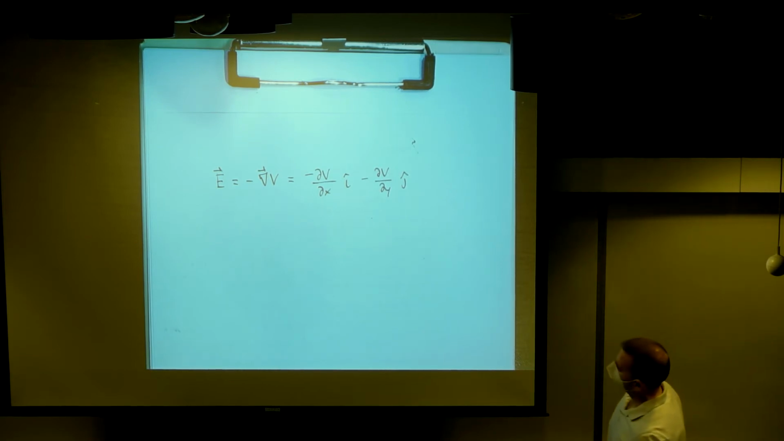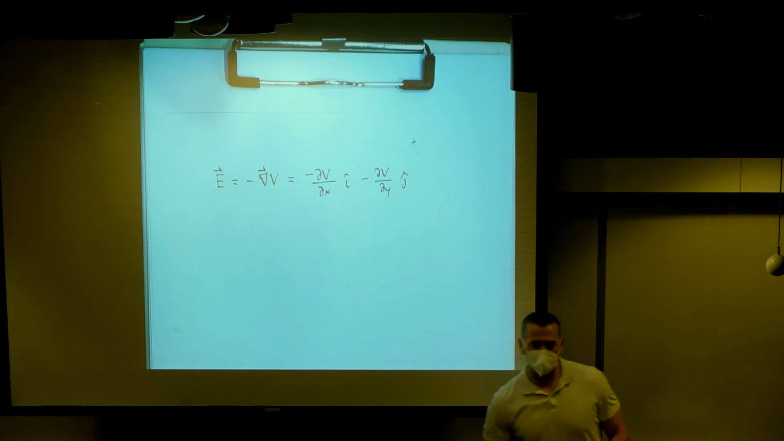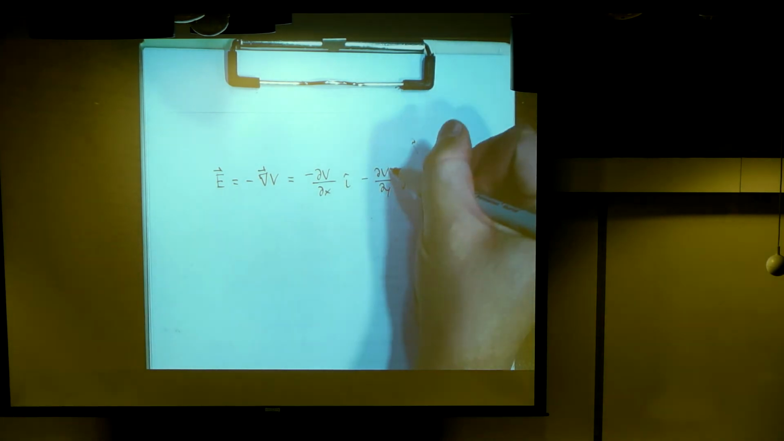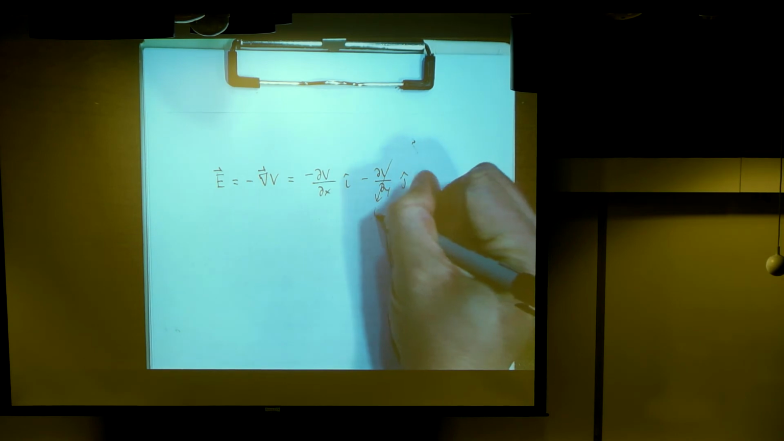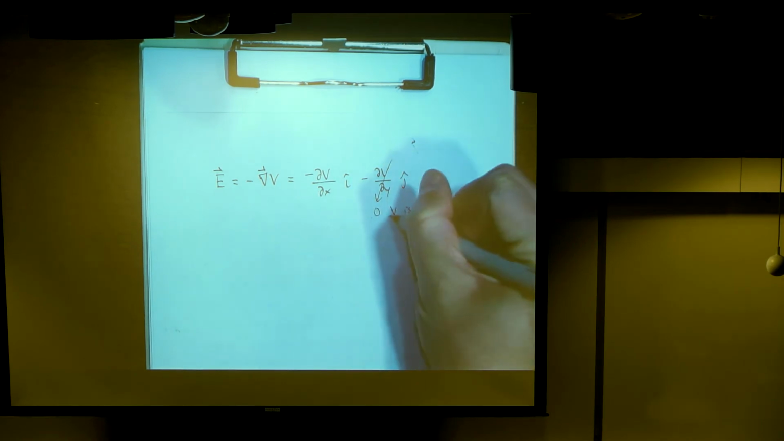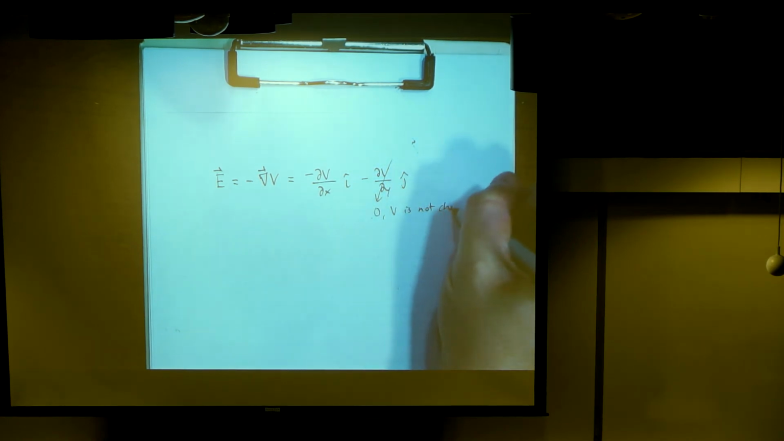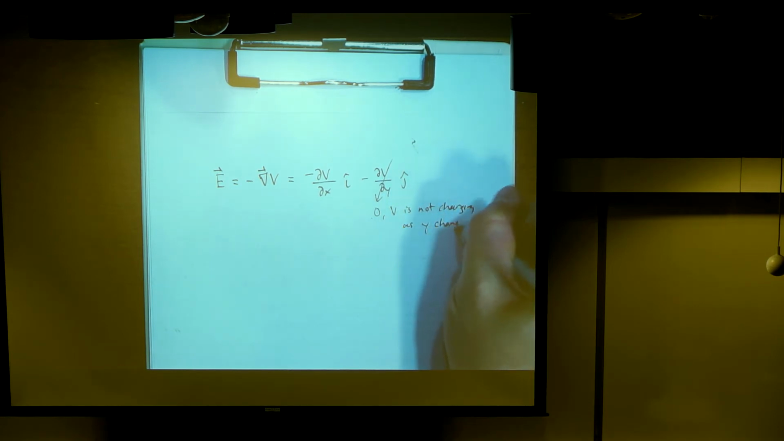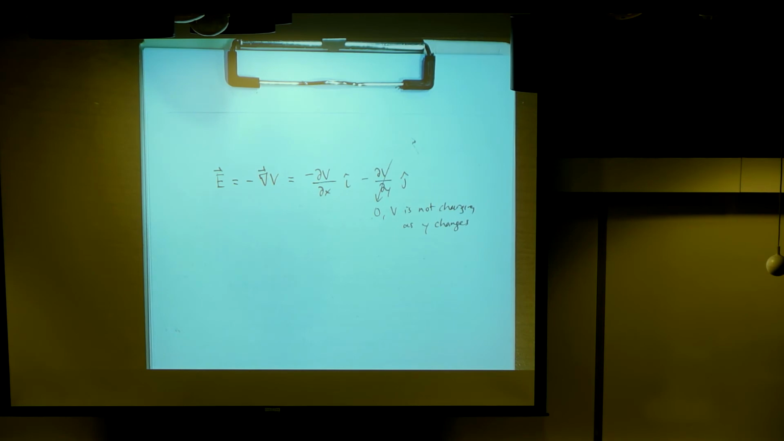So the derivative of V with respect to x gives me the x component, and the derivative of V with respect to y gives me the y component. Now, which one of these can I automatically say is 0? The y, right? Because V is not changing as y changes. That's how I know this derivative is 0.